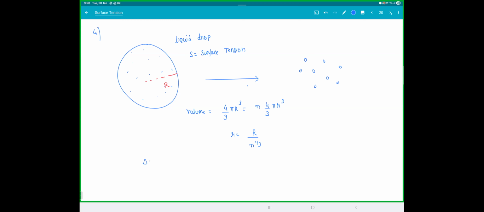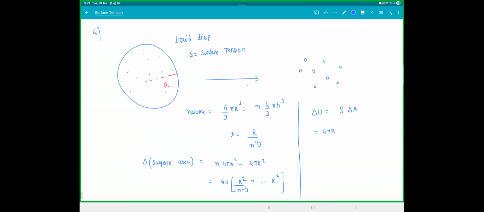So what is the change in surface area? Change in surface area will be, you can take final area will be n into 4 pi small r square minus the initial surface area 4 pi R square. Remember, total surface area you should take. So the small drop will have 4 pi small r square, but there are n of them. So this would be 4 pi and small r square will be R square by n power 2 by 3 into n minus R square. So therefore, the change in surface energy is S into delta A.